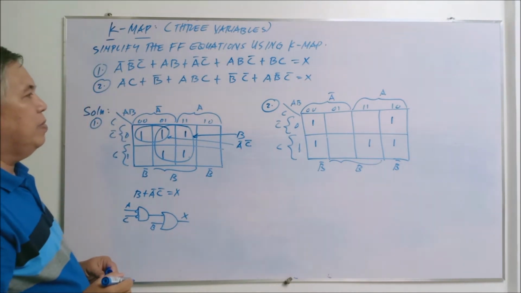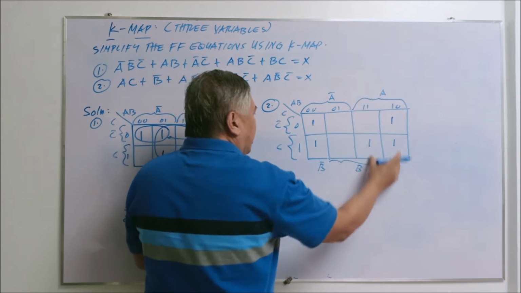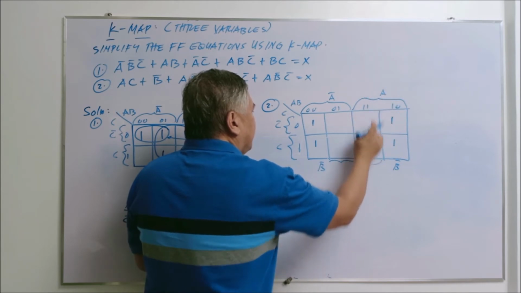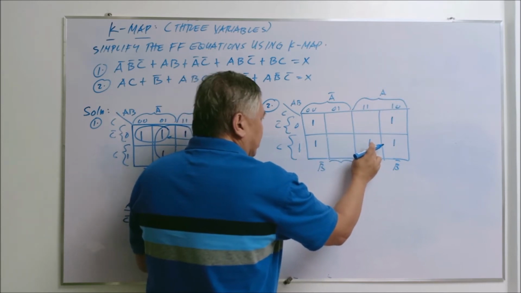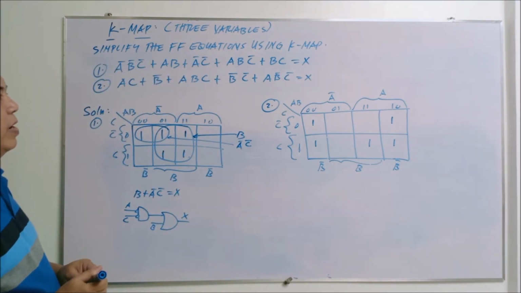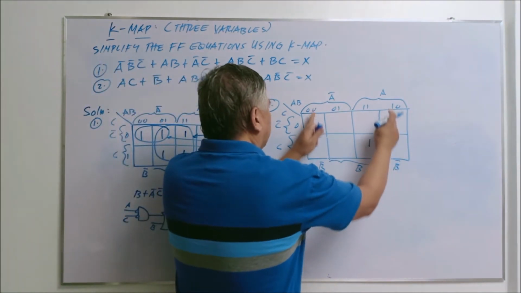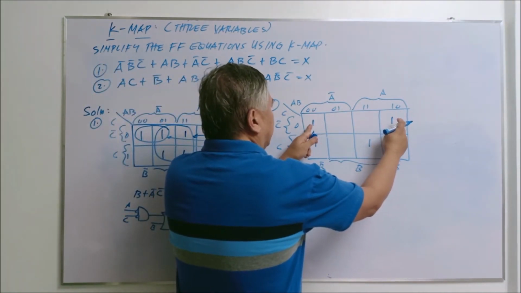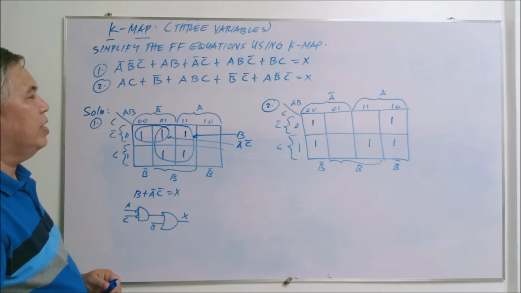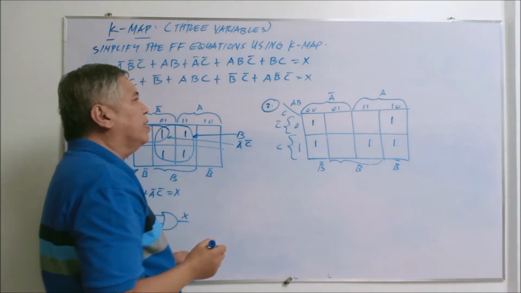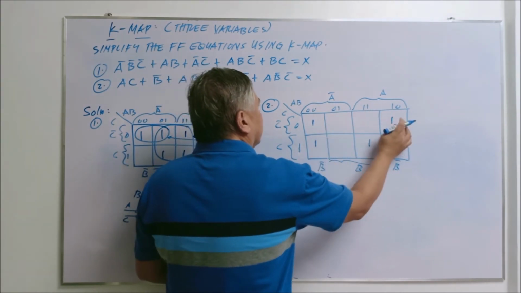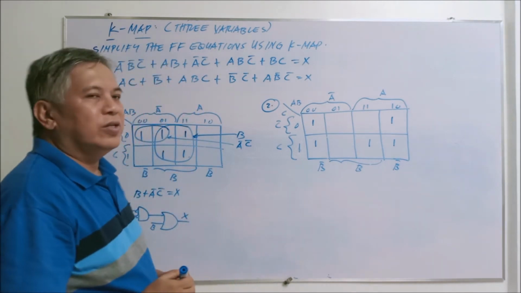Okay, and then ABC. Where's ABC? This is under A, this is under B, and this is under C. A, B, C. This one. So, there is already a 1 there, so no need to place another 1. Then, B bar, C bar. Where's B bar, C bar? B bar, and then C bar. This one. So, there is already a 1 there, so no need to place again the 1. Then you have A, B bar, C bar. There. So, there is already a 1 there, so no need to place another 1.